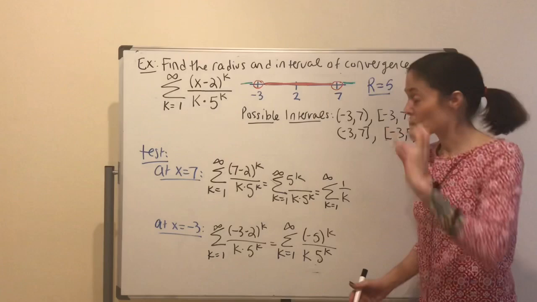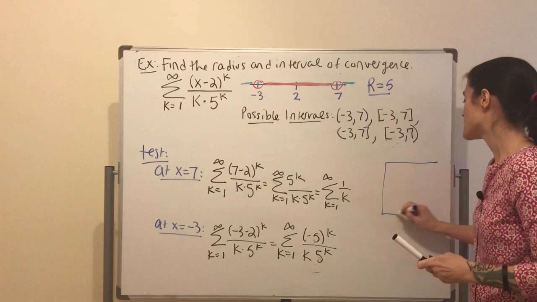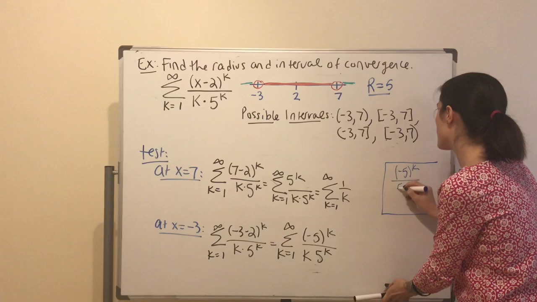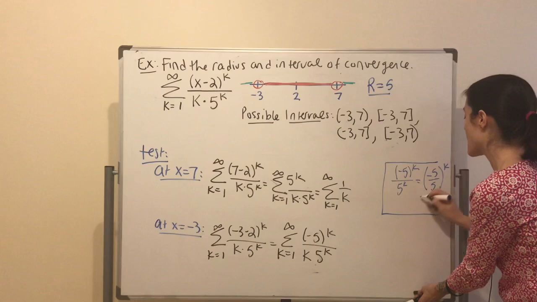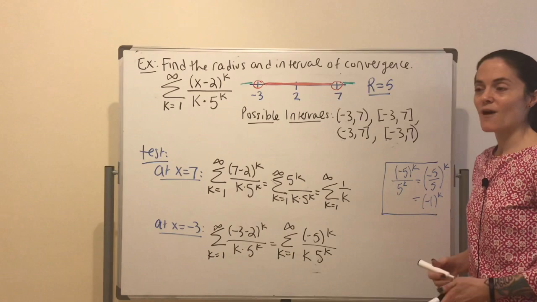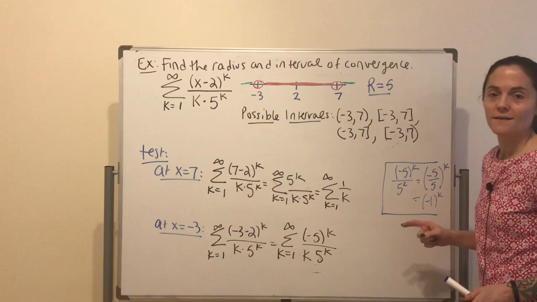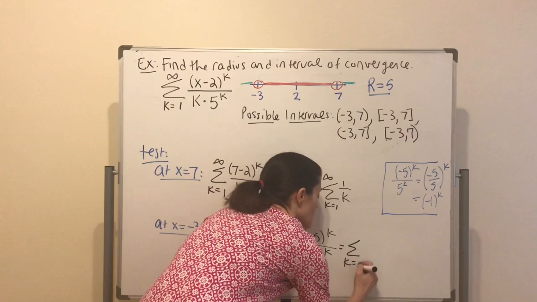It's not -1, right? I'll write a side work here, then I will erase it. If we had -5 to the k over 5 to the k, well, this is the same thing, by properties of exponents, as -5 over 5, all to the k. So this is -1 to the k. So don't just say this is the sum of -1 over k. That's not true. In fact, you will get the wrong conclusion if you do that. It's -1 to the k times 1 over k. So this is the sum, k equals 1 to infinity, of -1 to the k over k.